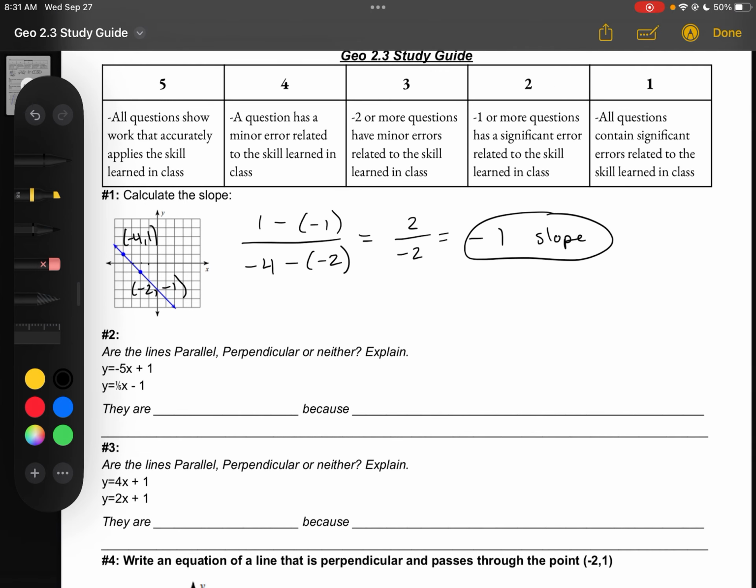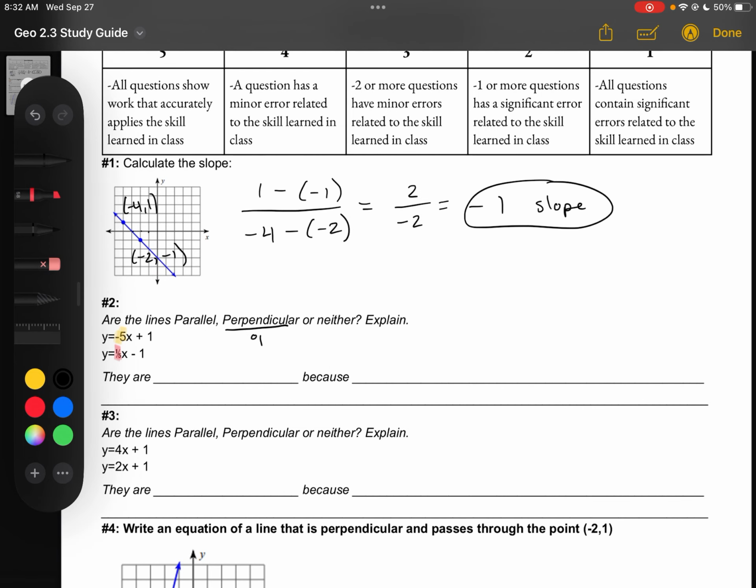For our second question here, we want to identify, do we have parallel, perpendicular, or neither? So the first thing that we want to see is, are we having something that has a match for our slope term? So for our first line, we have -5. For our second line, we have 1/5. So the first condition for perpendicular is that we would have to have opposite signs. And the second condition is reciprocal.